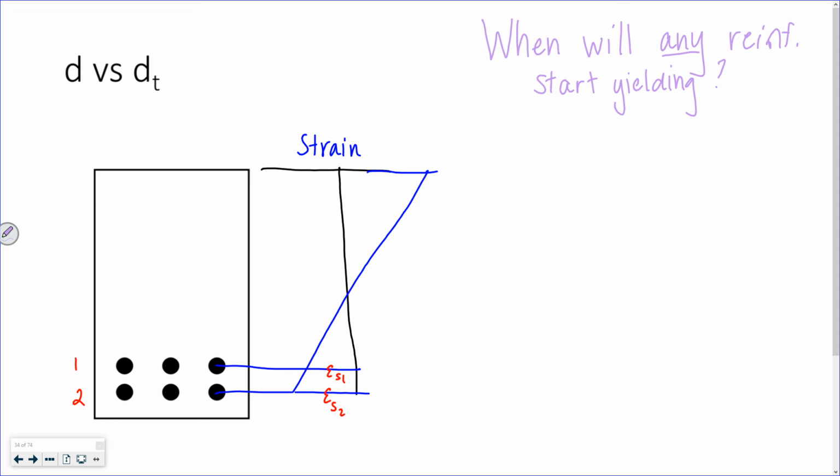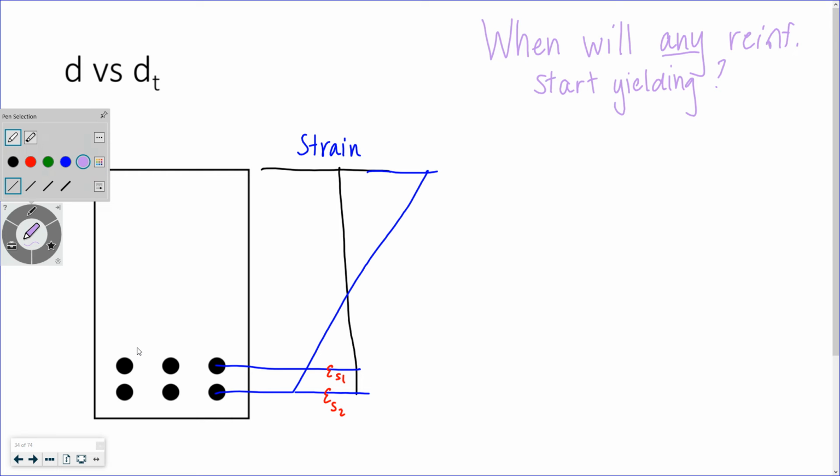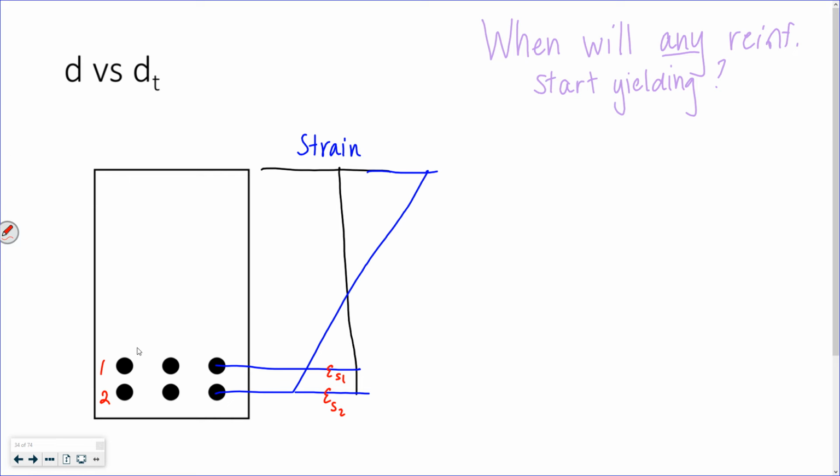Obviously, you can probably tell from that triangle there that the value of the strain in the steel in the bottom layer, layer 2, is going to always be greater than the strain in the steel of the top layer because of this triangle, right? ES2 will always be greater than ES1.